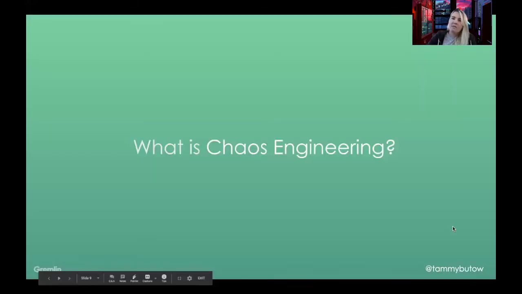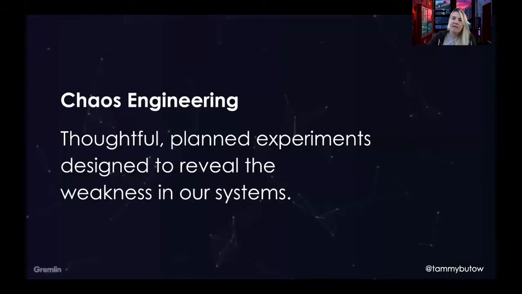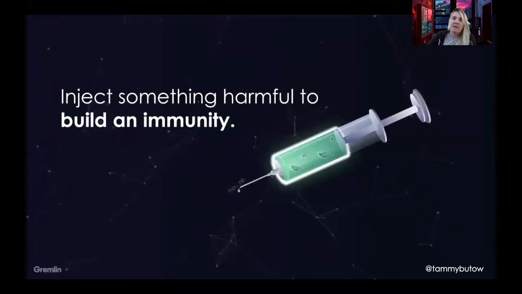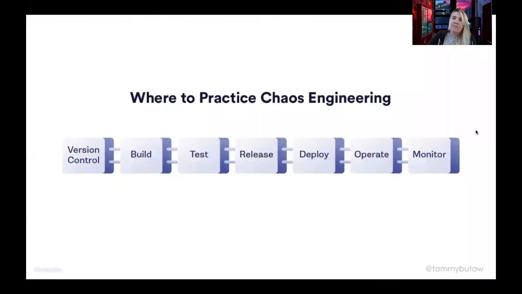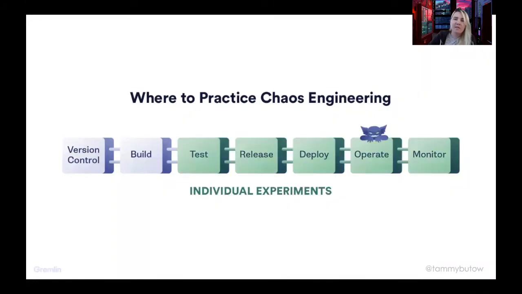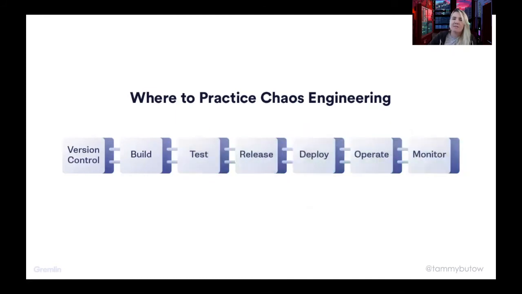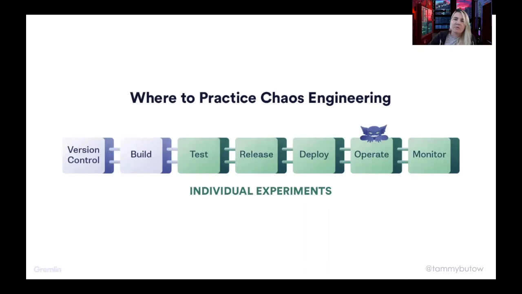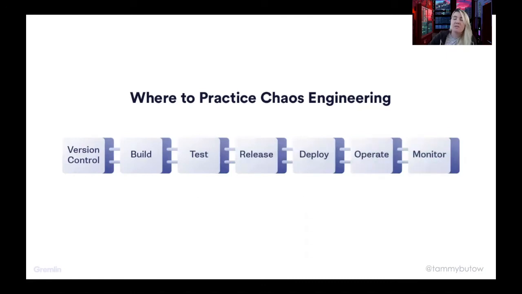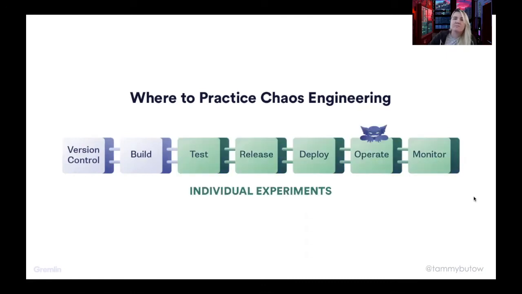So how can we do it? Well, here comes chaos engineering. Chaos engineering: thoughtful, planned experiments designed to reveal the weaknesses in our systems. You inject something harmful in order to build an immunity. There are many places that you can practice chaos engineering. You can see here in this GIF: test, release, deploy, operate, and monitor. These are definitely some areas where you can do some interesting things. So for example, we can run individual experiments, CI/CD pipeline experiments, game days and fire drills. We can do scheduled experiments, lots of things we can do.